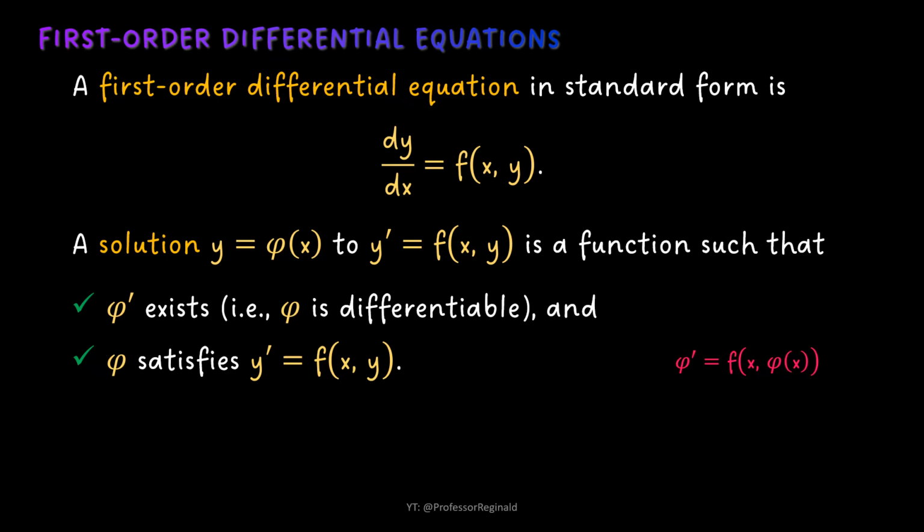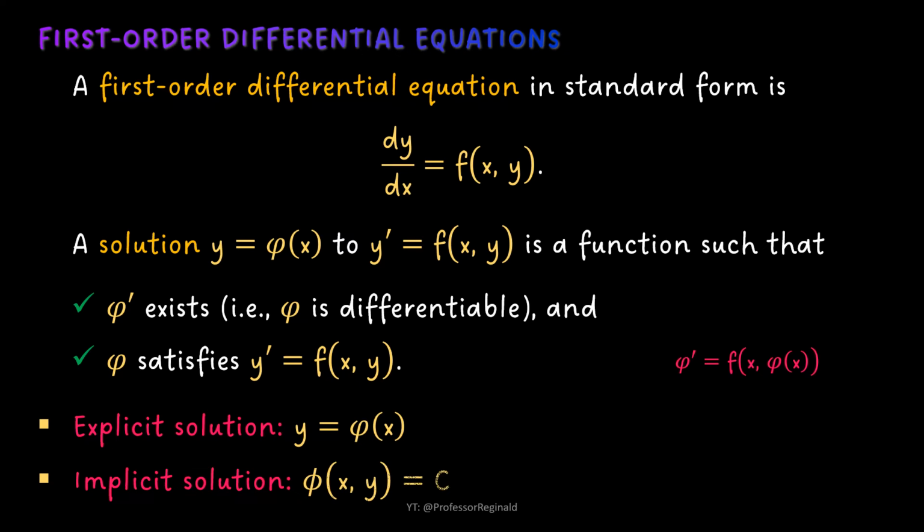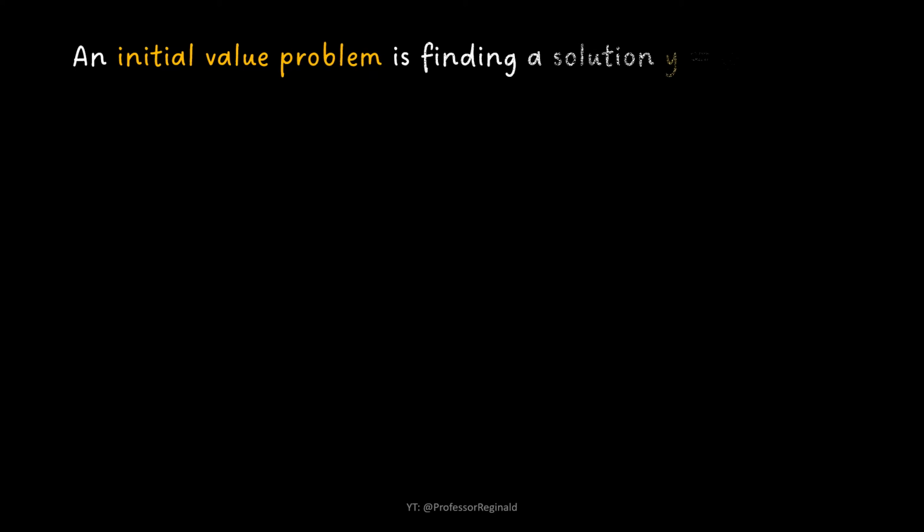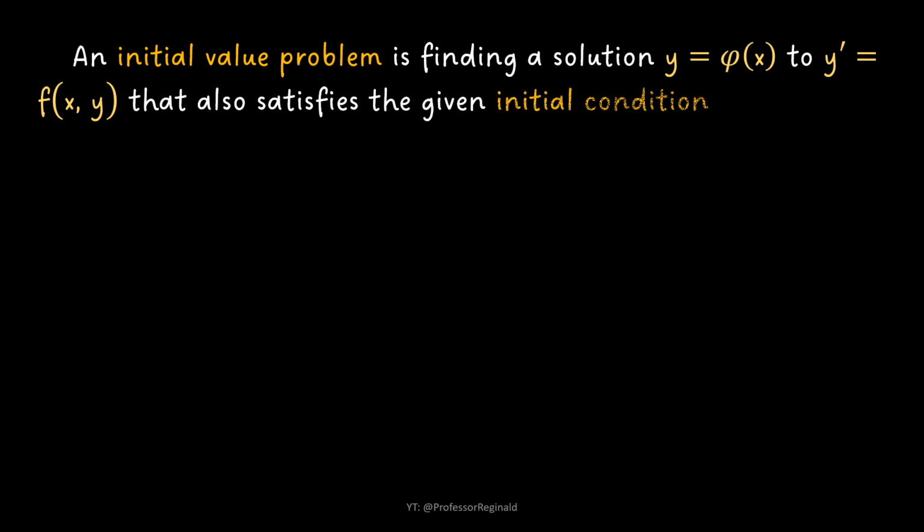A differential equation can have an explicit solution. It is expressed as the dependent variable defined solely in terms of the independent variable. Or an implicit solution, which is written as expressions in the two variables. An initial value problem is finding a solution to the differential equation that also satisfies the given initial condition, or the value of the dependent variable at a value of the independent variable.